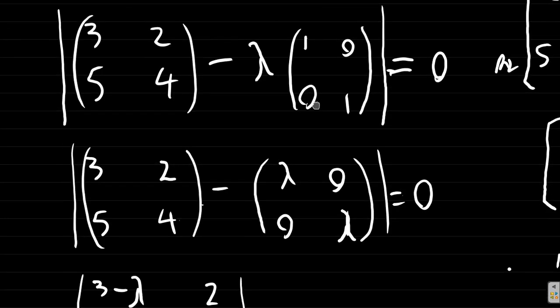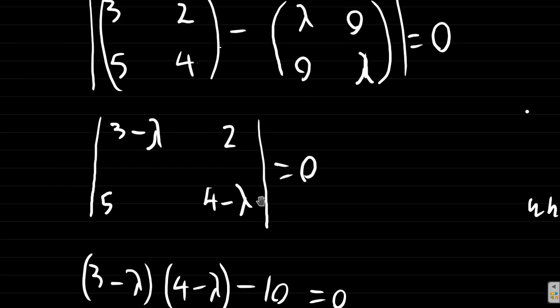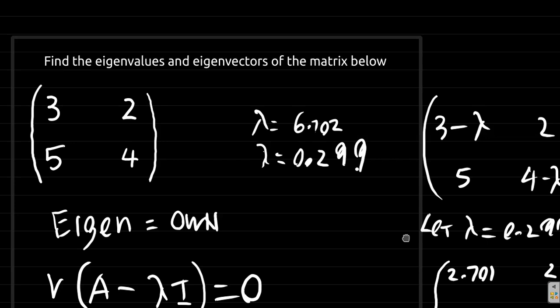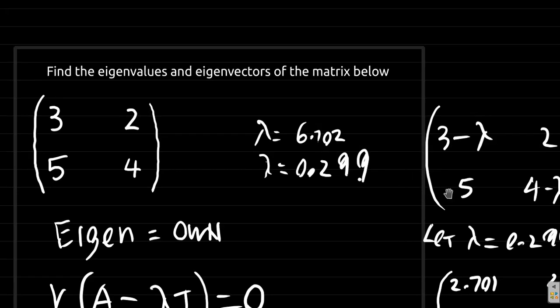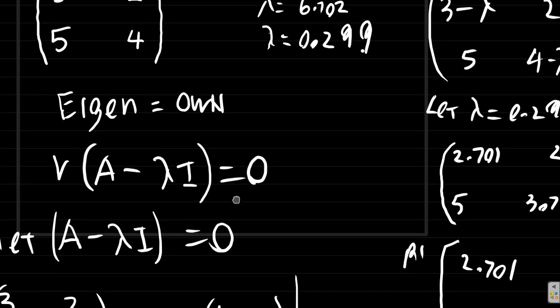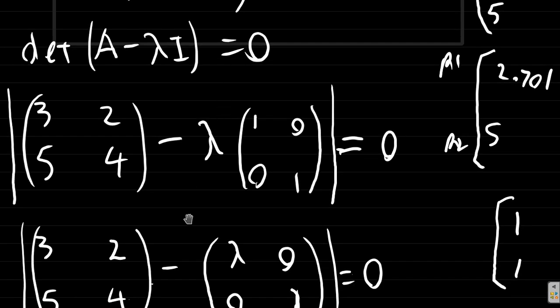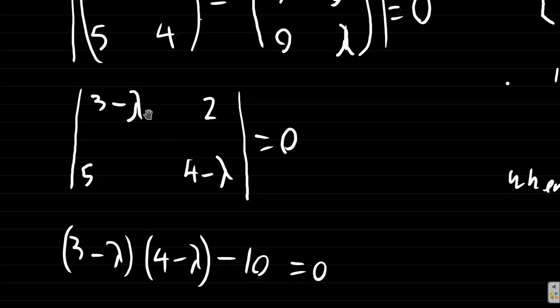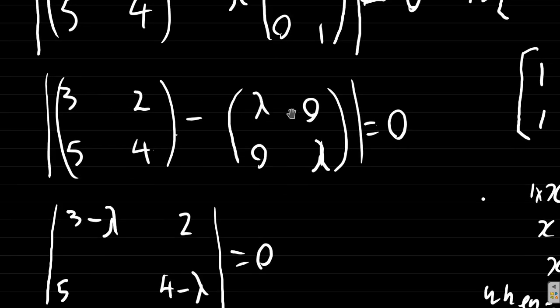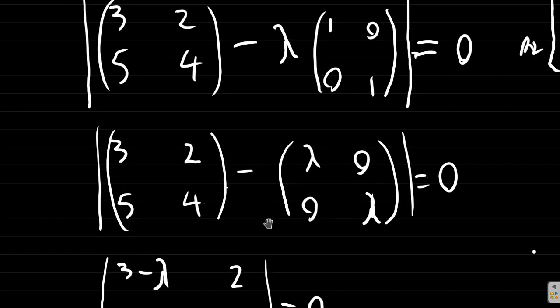So here now, as we said, we take the matrix minus lambda times the identity, and we find the determinant of this. We get 0 as the determinant. And here, we have the two eigenvalues for 3, 2, 5, 4. Right? Now, A minus lambda I is this. We have 3 minus lambda, 2, 5, 4 minus lambda. When we subtract these, we get this.